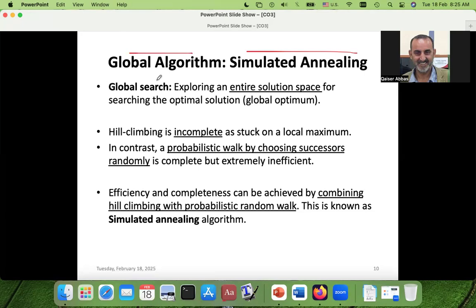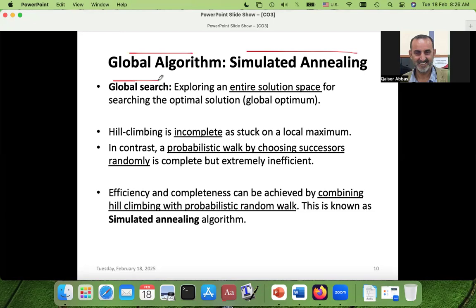What is the definition of global search? We already know from the first slide that global search is something in which we explore the whole state space. Whatever states the problem has, we will explore or consider all the states to find the optimal solution. From our previous discussions, the other name for the optimal solution is global optimum or global maximum.